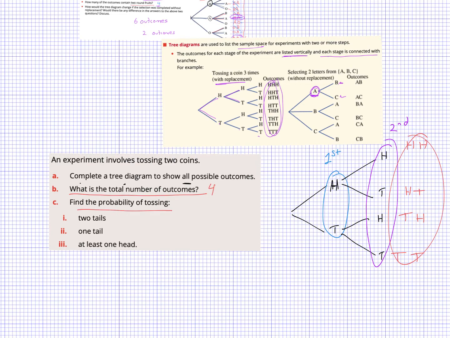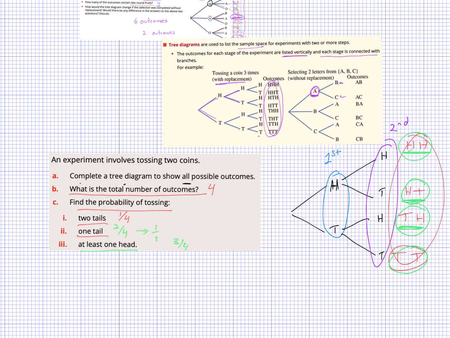Find the probability of tossing 2 tails. So 2 tails is there, and that is 1 out of the 4 possibles. 1 tail, you can see there is this outcome here which has tail head, and this outcome here which has head tail. So that is 2 out of the possible 4, which is also the same as 1/2. And at least 1 head, we have these 2 have a head, but this one also has at least 1 head, so that is 3 out of the possible 4 outcomes. The last one, tail, tail, didn't have any heads.